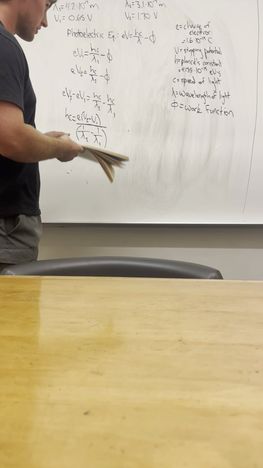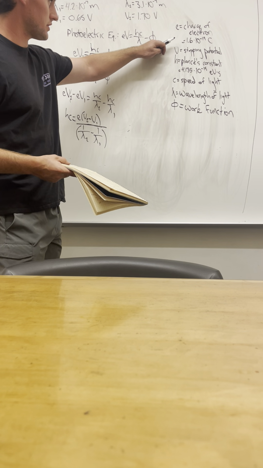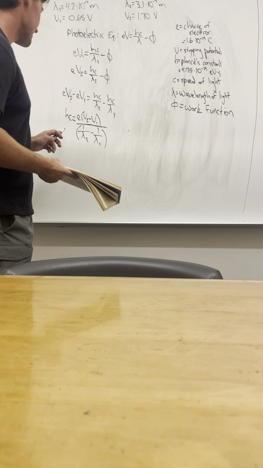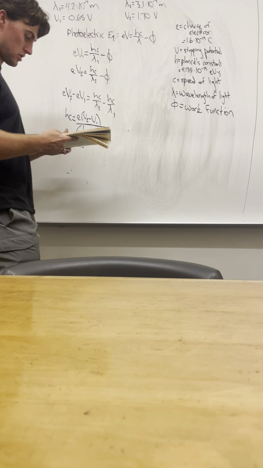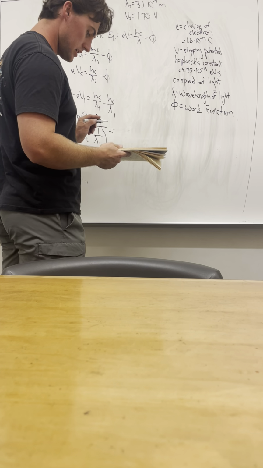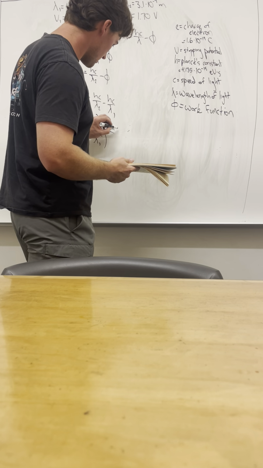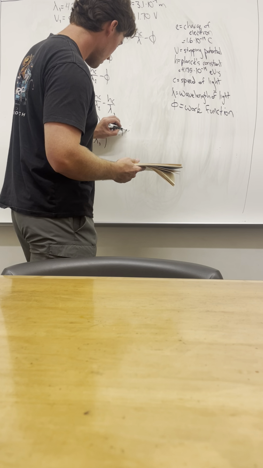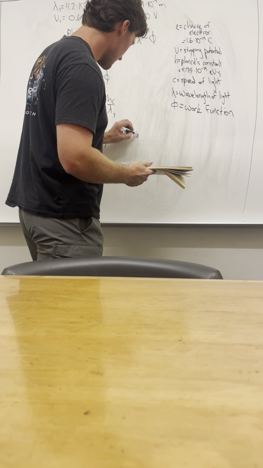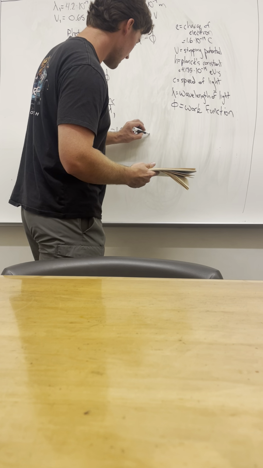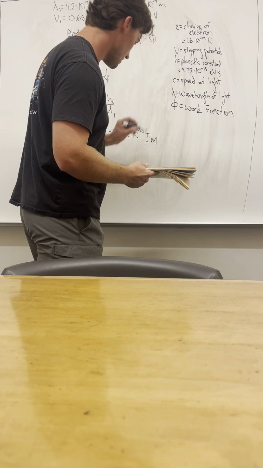Now when we plug in our values of e and our V2 and our V1 and our lambda 2 and lambda 1, we get that hc is equal to 1.988 times 10 to the negative 25 J times m.